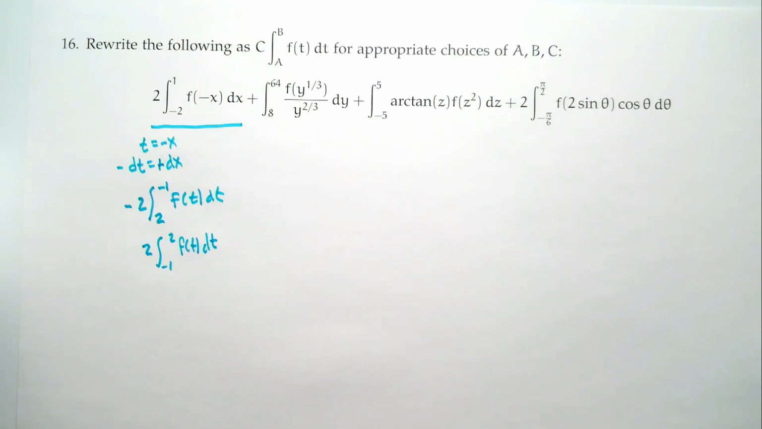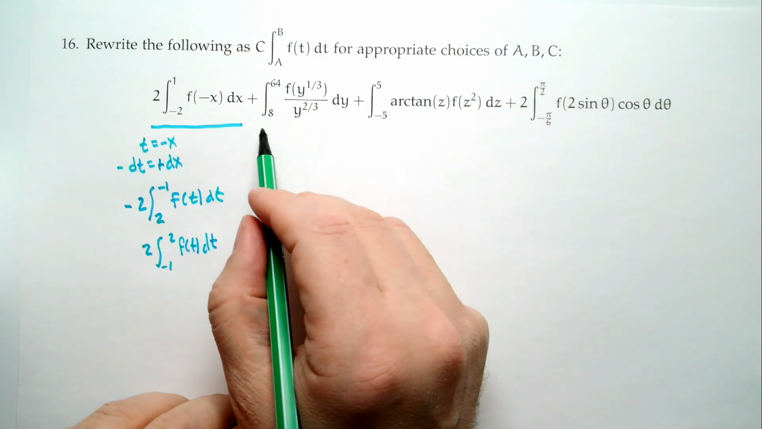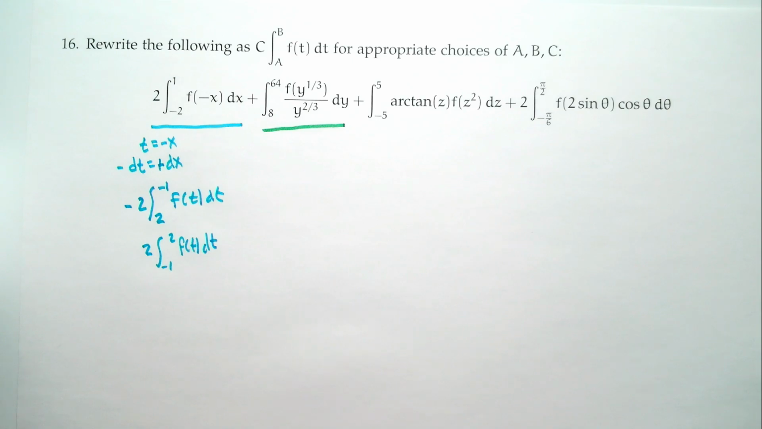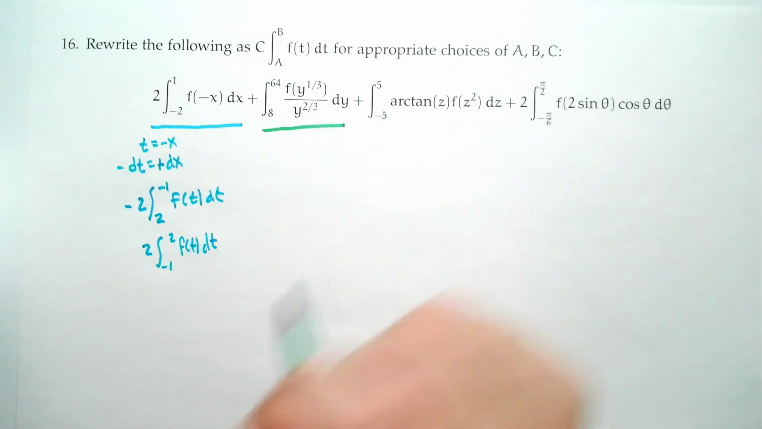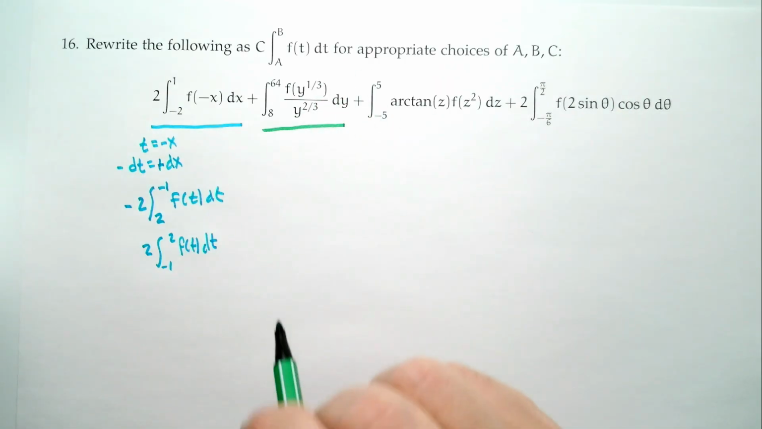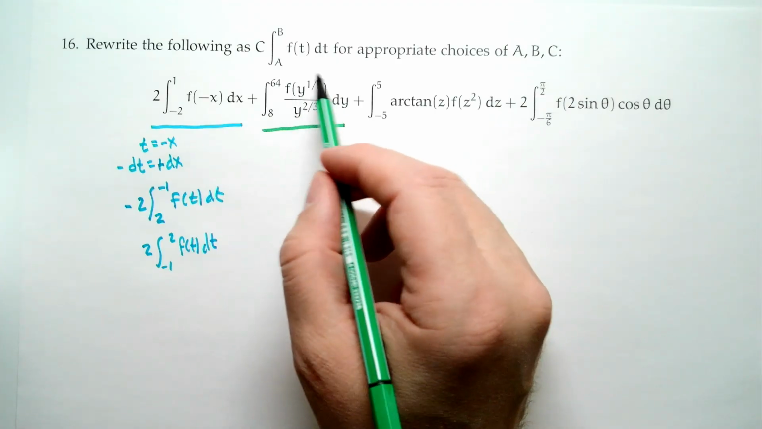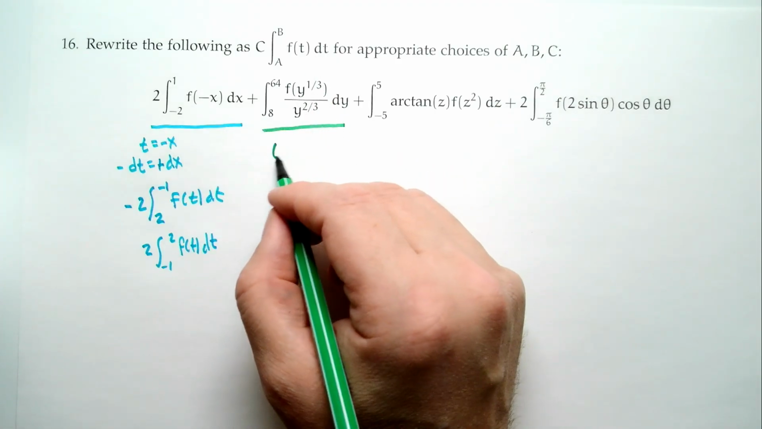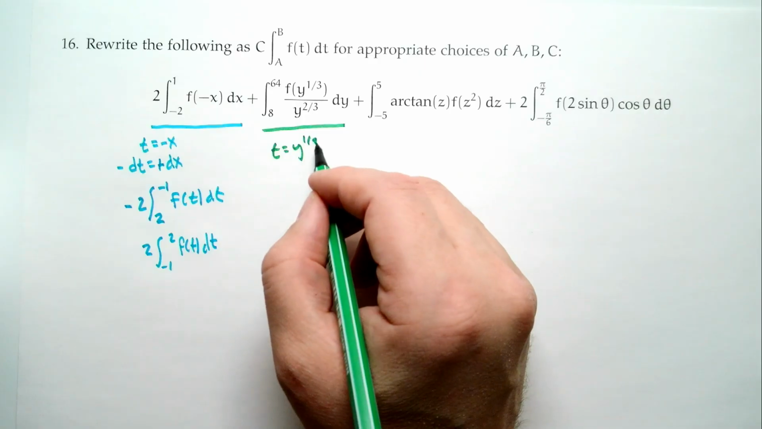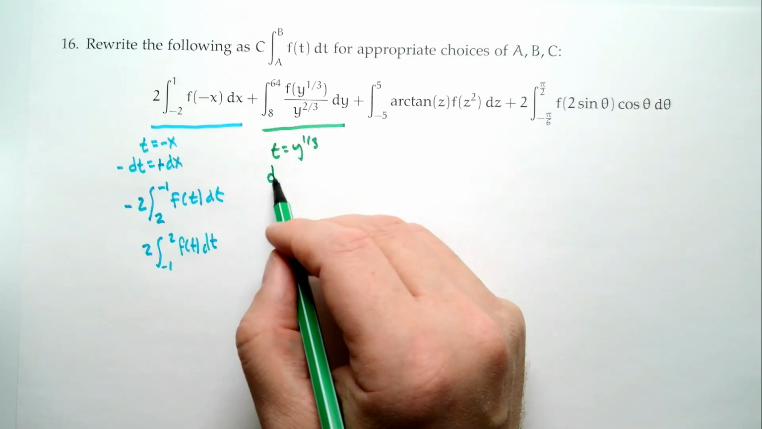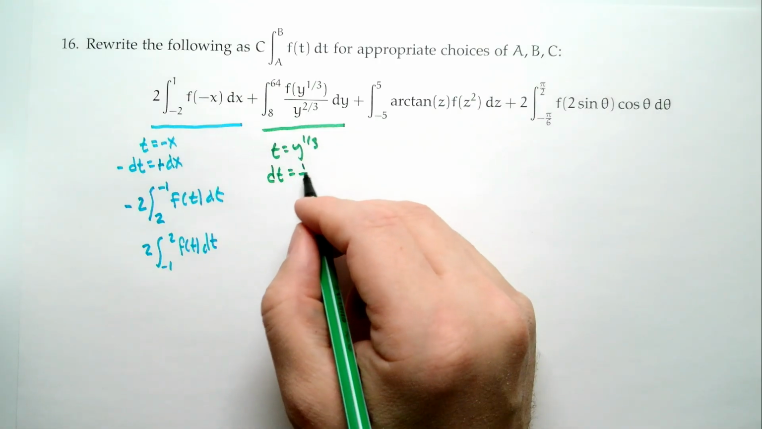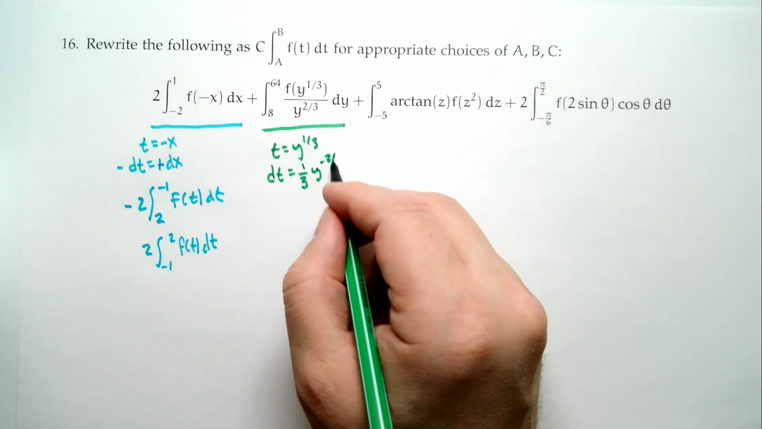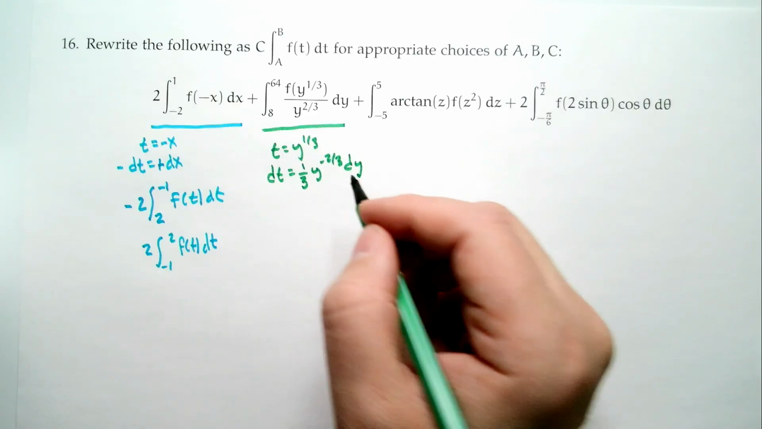Well, 1 down, 3 to go. Let's go to the second integral. All right, integral 8 to 64 of f of y to the 1/3 over y to the 2/3. What can we do here? Well, again, we want our inside to look like t. So let's set t equal y to the 1/3. What would dt be? Well, pull down the 1/3, y to the minus 2/3 dy.